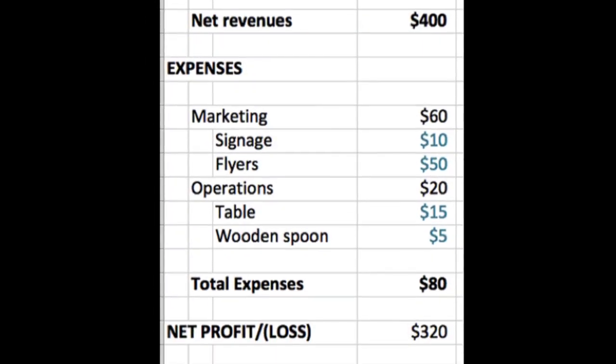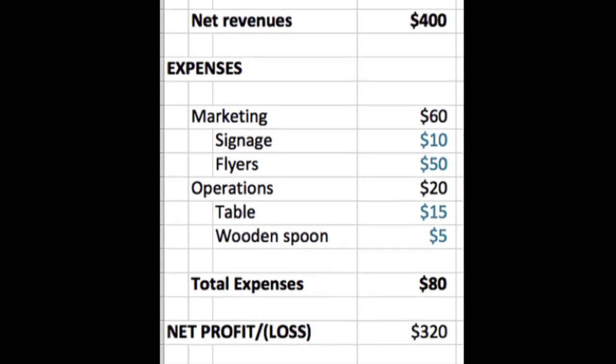Again, in this case, I'm starting small. We're just gonna have one sign that we make by hand. We'll spend $10 in parts to do that. We're gonna have some flyers. We're gonna spread the flyers around the neighborhood to get the people to come and buy the lemonade. That's 1,000 glasses we have to sell. So we're gonna spend $50 worth of flyers.